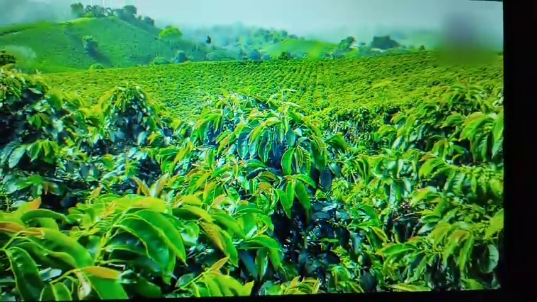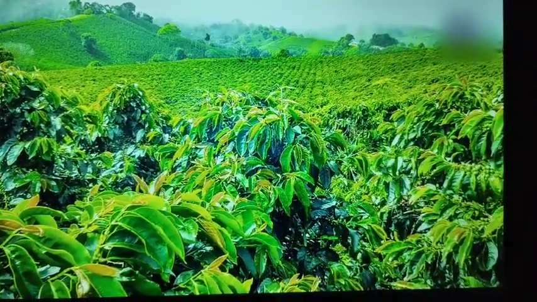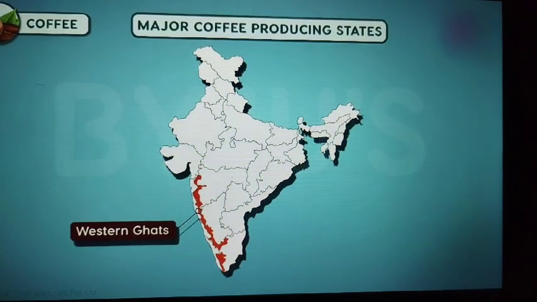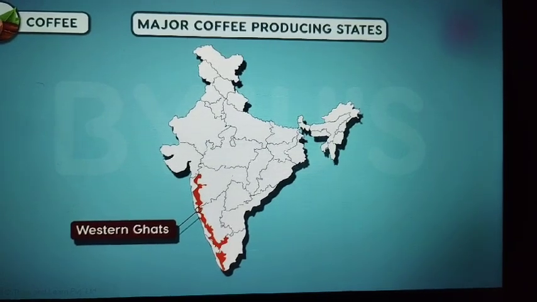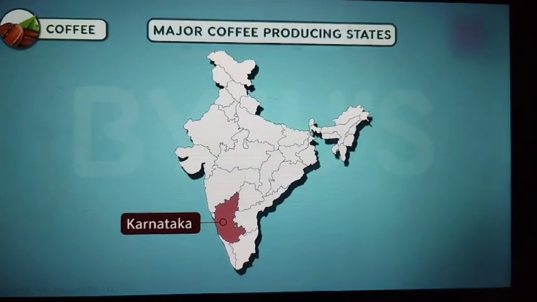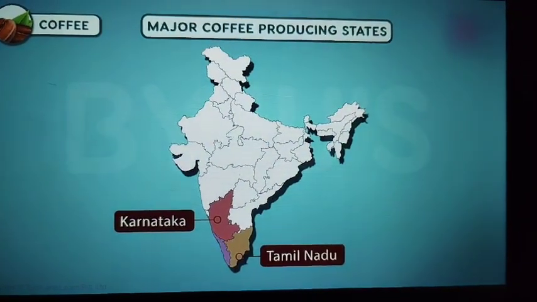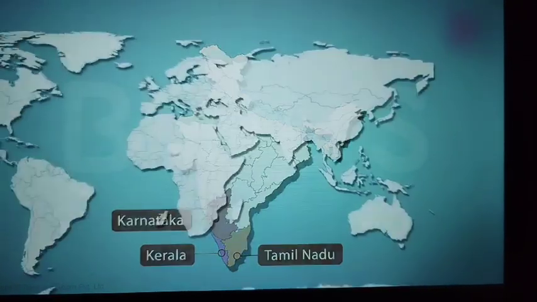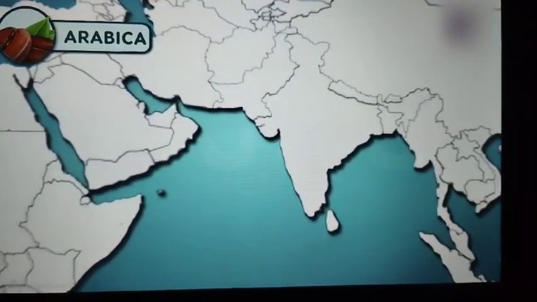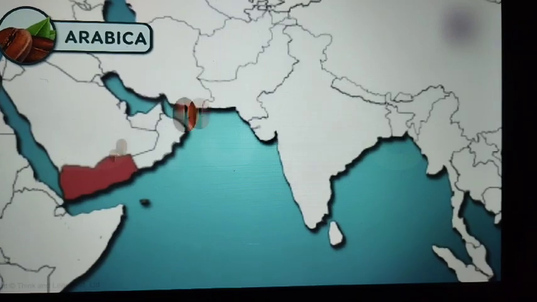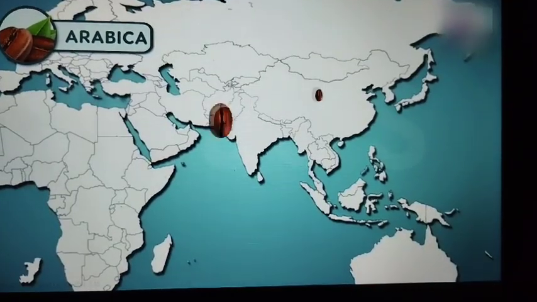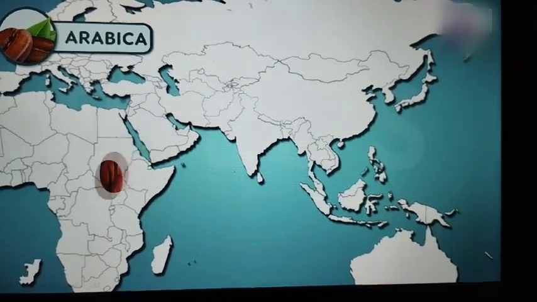Hill slopes are more suitable for the growth of coffee. The prevalence of these conditions along the Western Ghat region makes it possible to cultivate coffee in the southern states of Karnataka, Tamil Nadu, and Kerala. India is famous for the special variety of coffee called Arabica. It was brought to India from Yemen. Now, this variety has a huge demand all over the world.